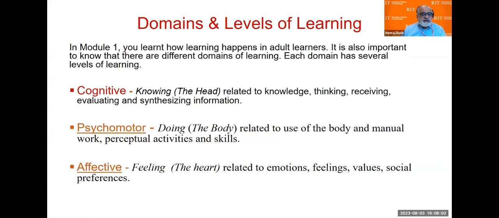But just as a refresher, there are 3 basic levels or domains. One is the cognitive, which has got to do with the knowledge, the thinking, the receiving, the analyzing of information. The second is psychomotor, which is the doing part, the action part, because that is just as important as the knowing or the head.